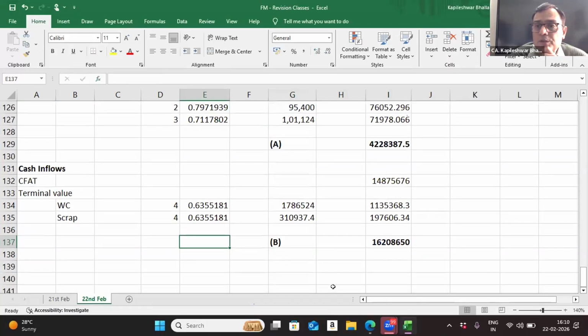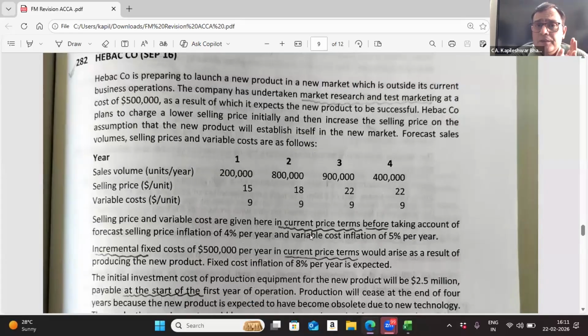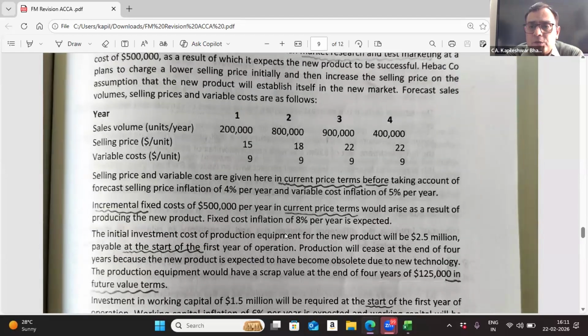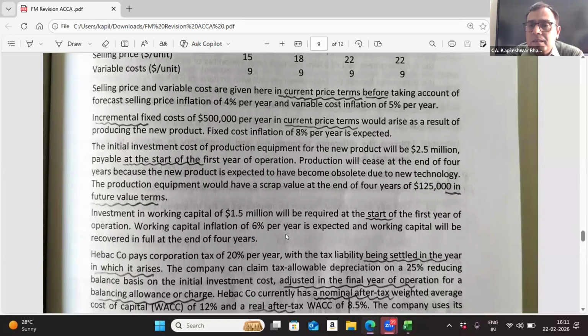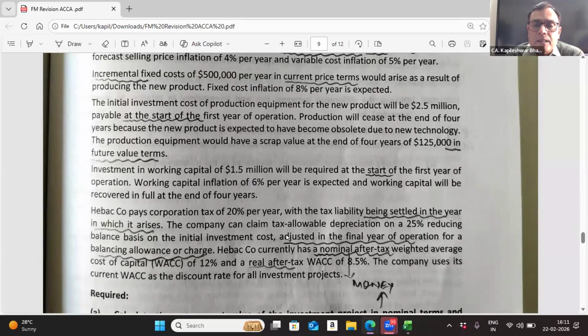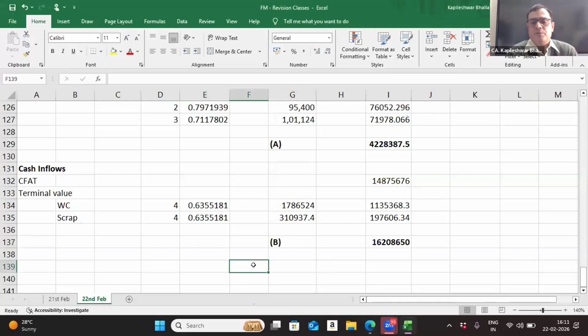Okay, I hope the calculations are correct. Did we miss out anything? Is everything taken? Let me just scrutinize the question for anything else. In the initial part, the marketing research was given. That was irrelevant data. Then sales, volume, price, variable cost is taken. Fixed cost is taken. Initial investment is taken. Terminal values are taken. Working capitals are all done. Depreciations are all done. I think that's it. So now we can get the NPV as well. We get the NPV, that is B minus A.